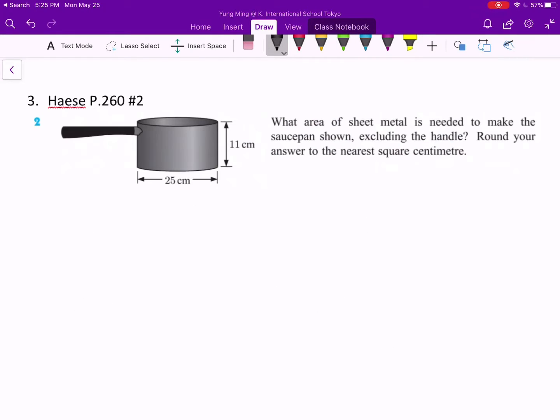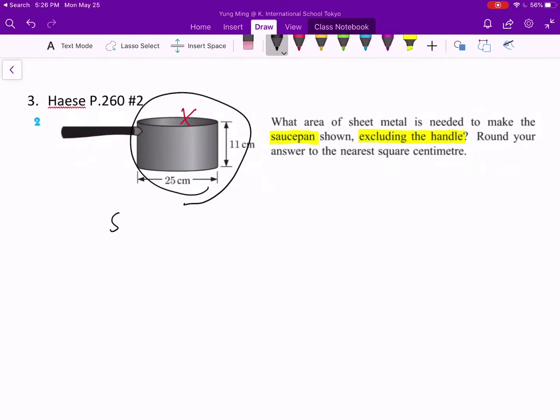Okay, the last question of the day. Let's look at a pot. This is a saucepan. Just the fact that it's a saucepan, and we're also excluding the handle, we can quickly realize that we don't actually have a cap on that. So we're basically just looking at this shape by itself. That means we have a bottom, we don't have a top, and then we have a lateral area.